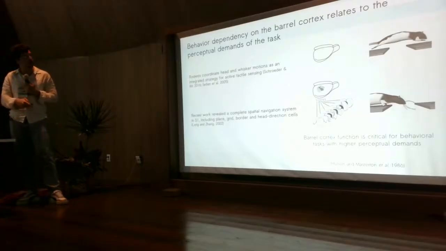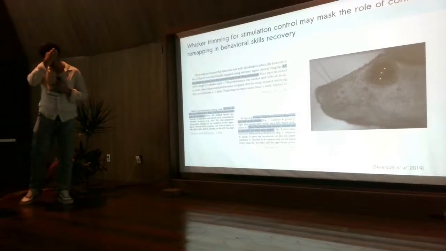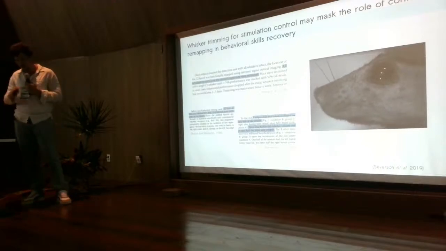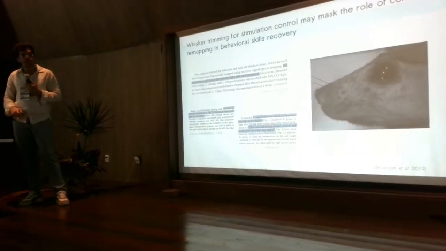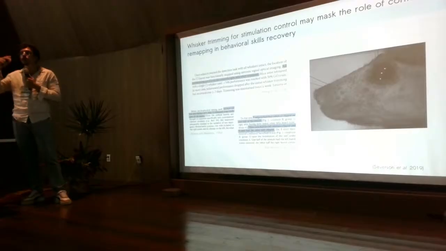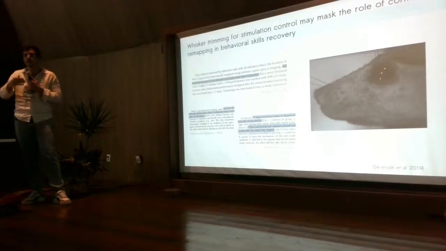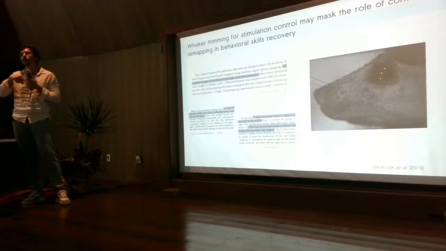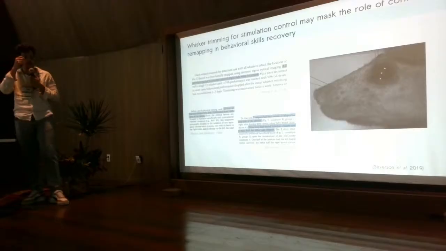There is another point, which is a technical issue. It's common in the literature that experimenters usually trim all the whiskers on the face of the animal, leaving just a few whiskers for the matter of control of the stimulation. This is just to make the experiment easier. You have fewer whiskers, so you can stimulate that specific whisker, and you also know the specific region in the barrel cortex that is related to that whisker. So this is important for recordings, for lesion, and so on.